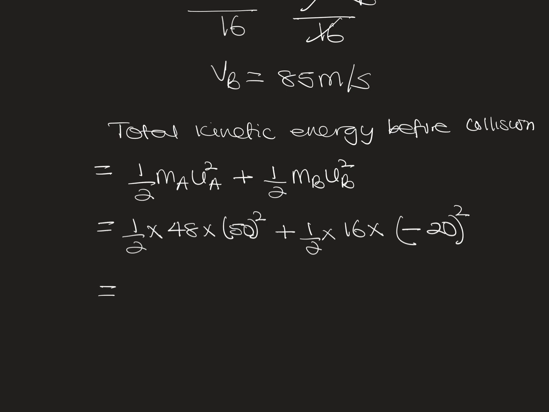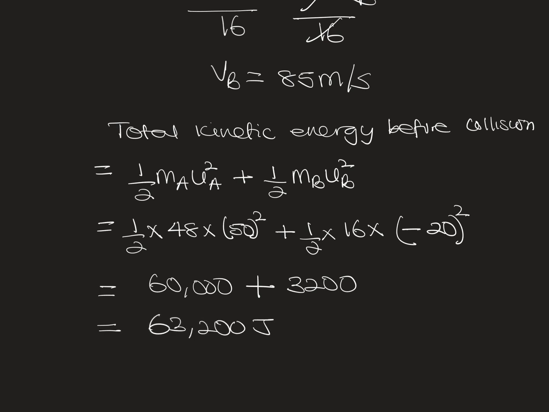So that will be half multiplied by 48 multiplied by 50 squared. We get 60,000 as the kinetic energy for body A before collision, plus half multiplied by 16 multiplied by negative 20 squared. That gives 3,200, which is the kinetic energy of body B before collision. If you add the two together, that will give you 63,200 joules as the total kinetic energy before collision.